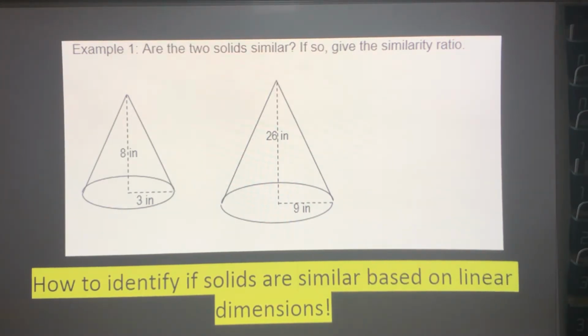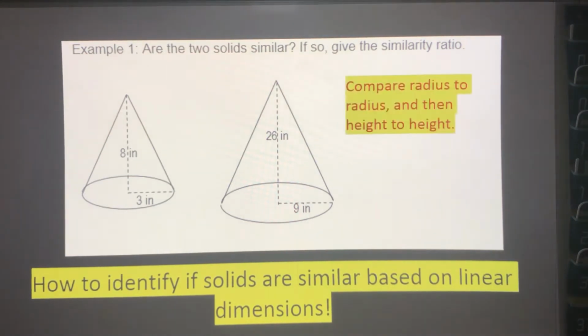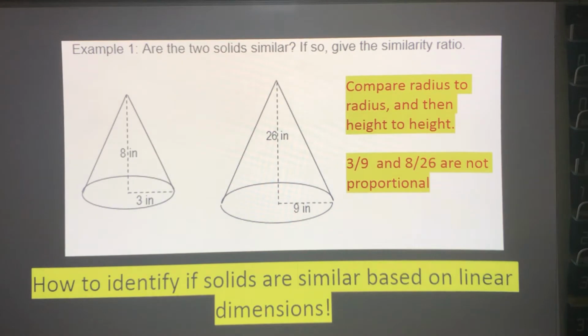That would be true. So what we want to do is match up parts. The radius on the left is 3, and the radius on the right is 9. So that would have a ratio of 3 to 9. The height on the left is 8. The height on the right is 26. When you divide 8 by 26, it does not equal the same ratio as 3/9. And so these two shapes are not proportional.